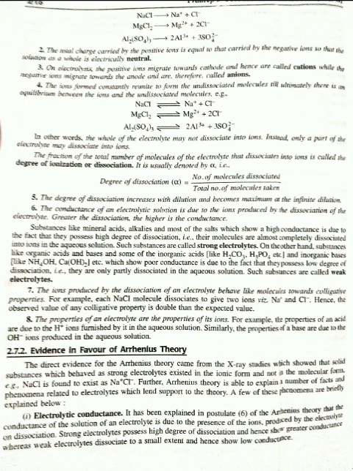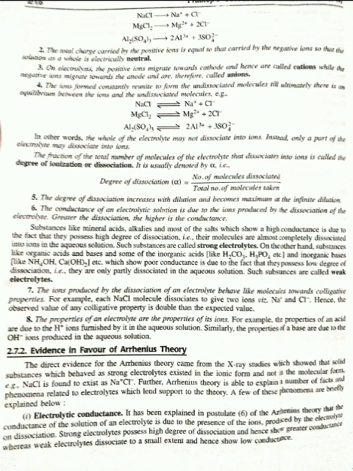On the other hand, substances like organic acids and bases and some of the inorganic acids like H2CO3, H3PO4, etc., and inorganic bases like NH4OH, Ca(OH)2, etc., show poor conductance due to the fact that they possess a low degree of dissociation, that is, they are only partially dissociated in the aqueous solution. Such substances are called weak electrolytes. Seventh, the ions produced by the dissociation of an electrolyte behave like molecules towards colligative properties. For example, with NaCl, a molecule dissociates to give two ions, namely Na+ and Cl-. Hence, the observed value of any colligative property is double the expected value.